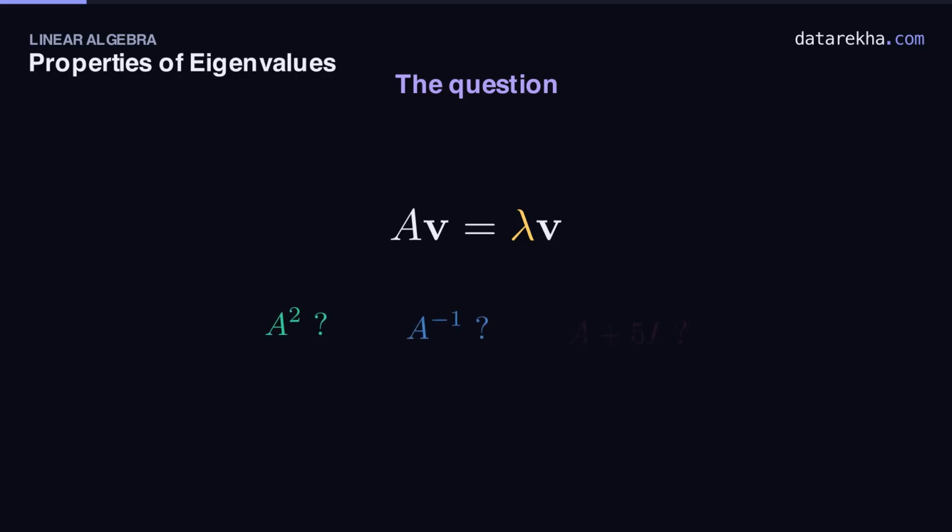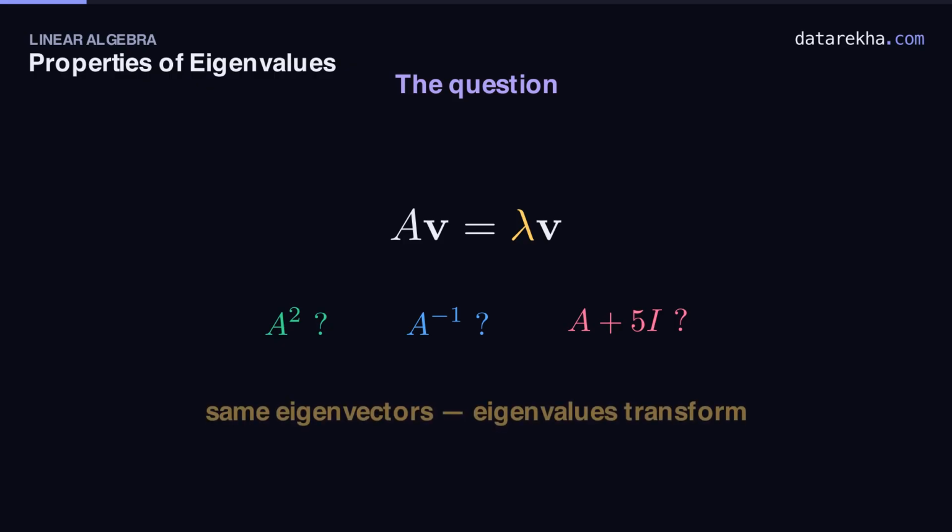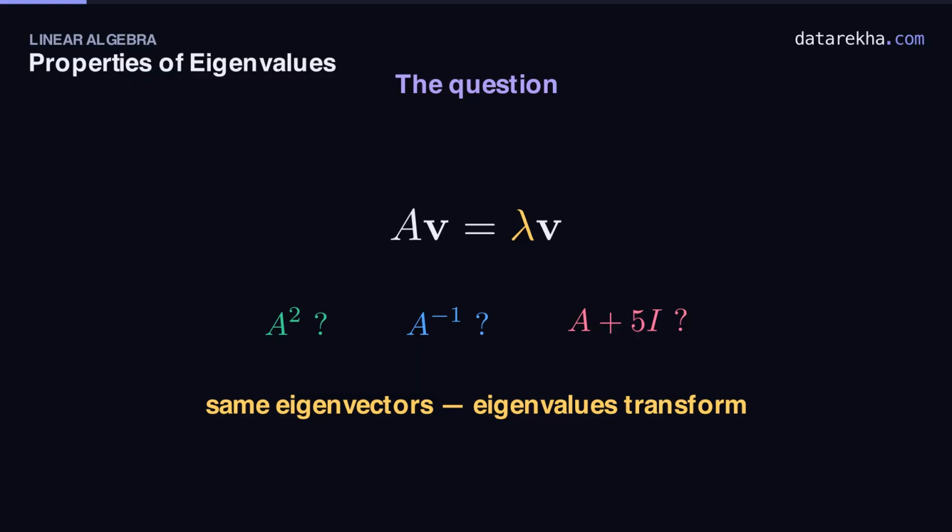Now suppose you already know the eigenvalues of A, and someone asks, what are the eigenvalues of A squared, of A inverse, of A plus 5 times the identity? Here is the good news. You never need a brand new characteristic polynomial for each one. The eigenvectors stay exactly the same, and the eigenvalues change in simple, predictable ways. This whole lesson is that short list of rules.